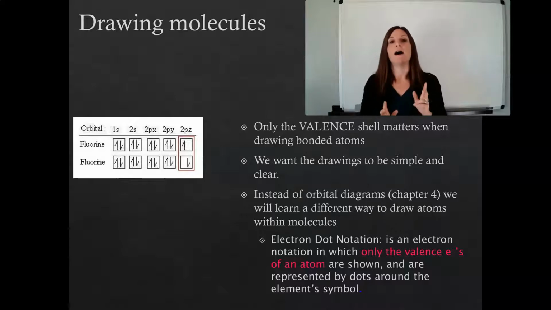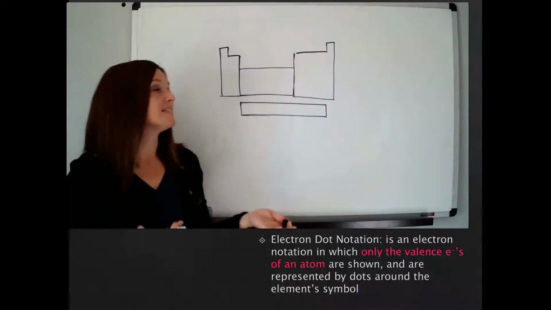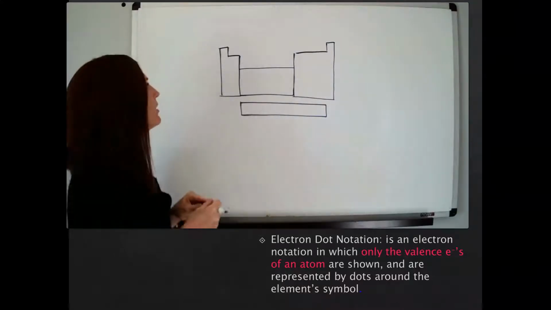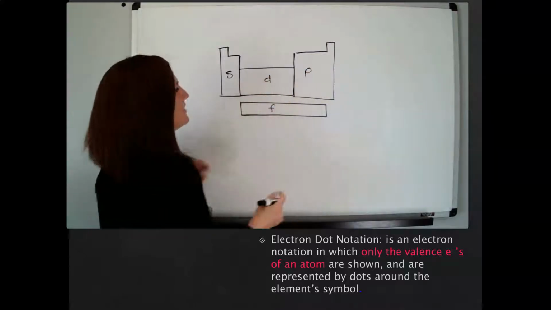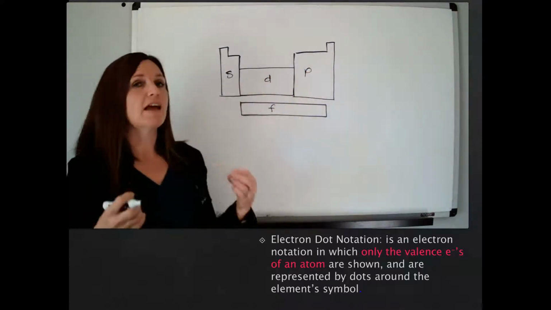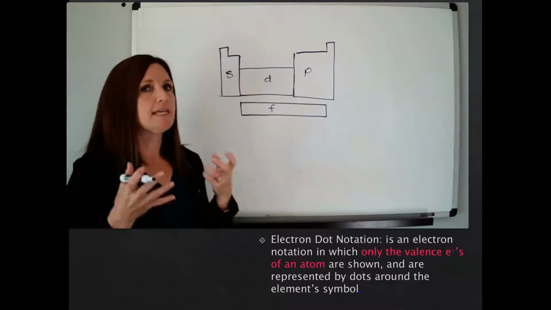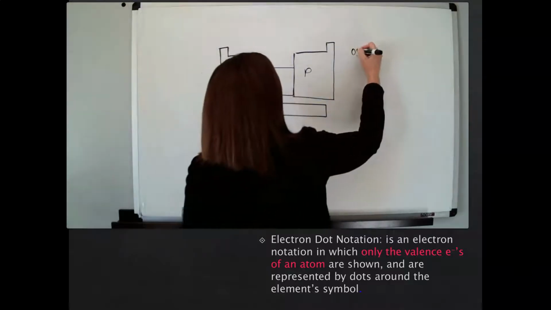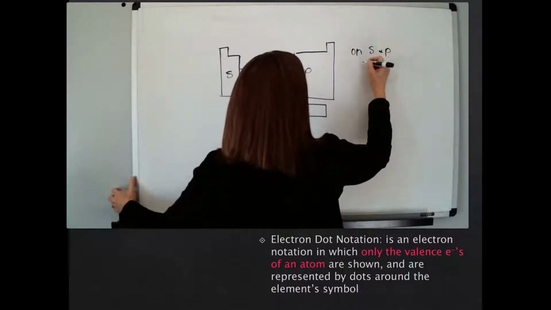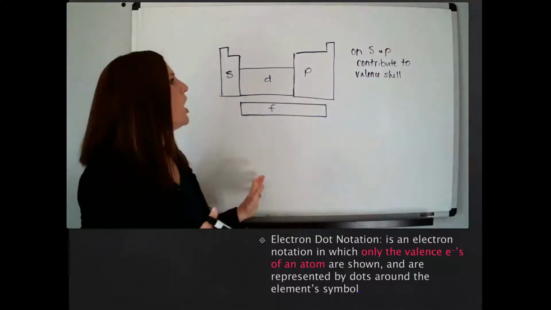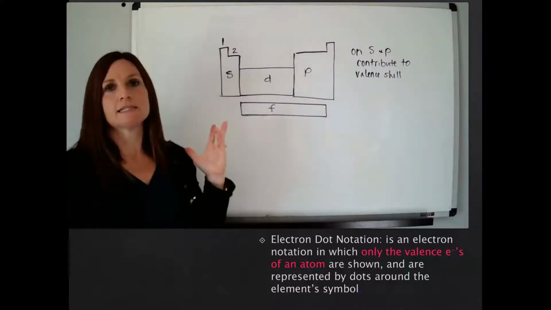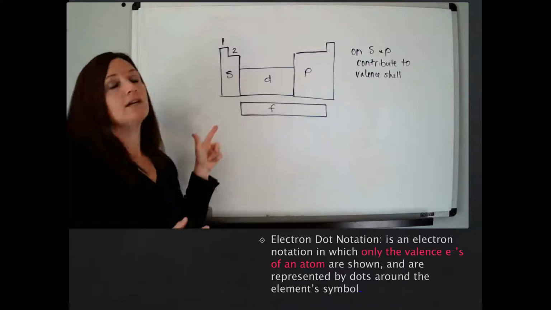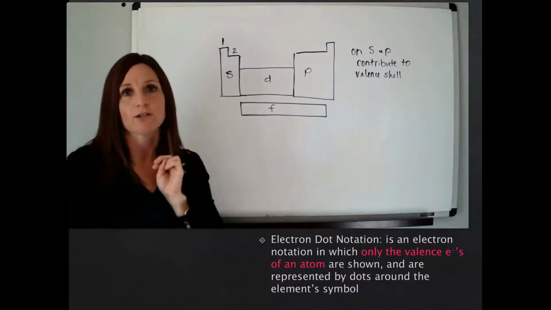We can tell an atom's valence shell, or how many electrons it has in its valence shell, from the periodic table. This is my representation of the periodic table, and remember that these are the s, the p, the d, and the f blocks on the periodic table. The valence shell consists of just the s and the p block. So only s and p contribute to the valence shell. So we're going to look at the s and p block. If the atom is in the s block, its valence number is its group number. So everything in group 1 has 1 and everything in group 2 has 2.